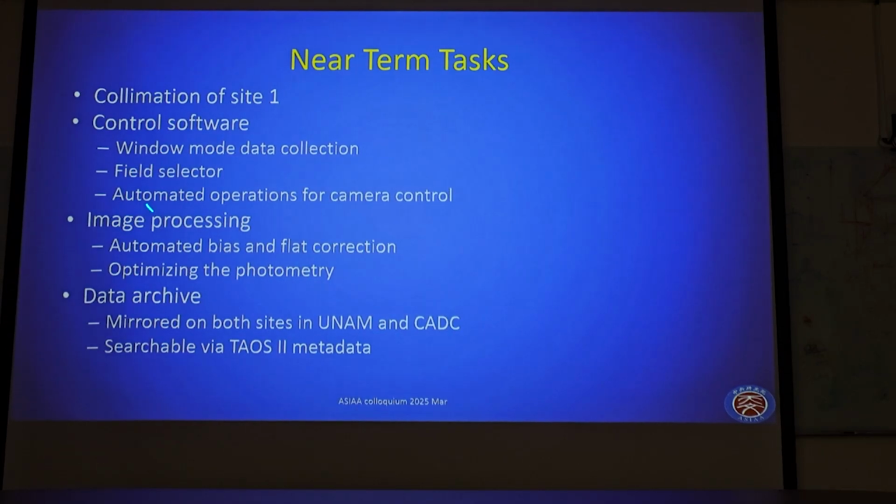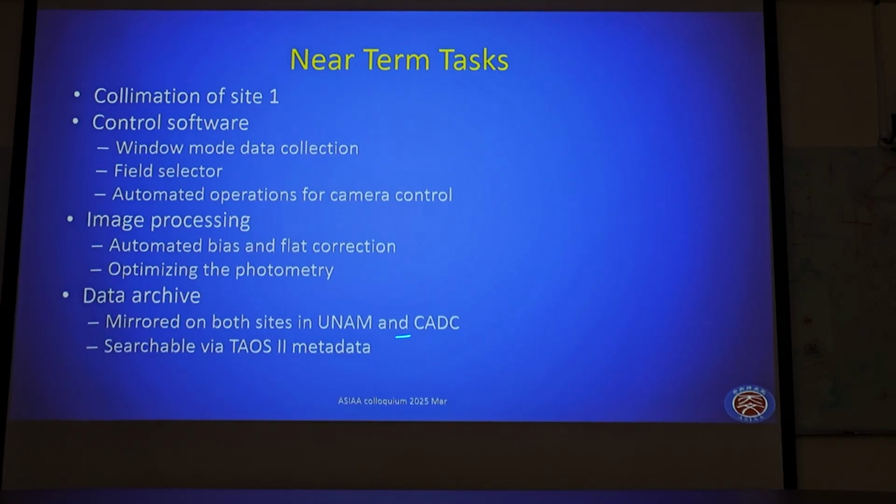Now, some image processing we need to do, including automatic bias and flat correction. And then once we start to collect the data, we will have to optimize the photometry. We have several ways to do the photometry. The quick and dirty one is that we just sum up all the pixel values in our small window, and later we can do point spread function fitting or circular aperture photometry to compare what's best for it.